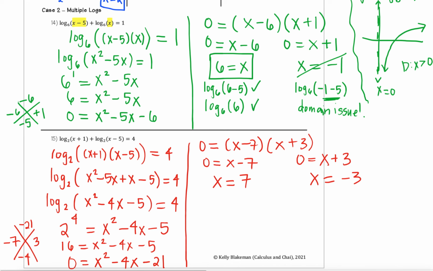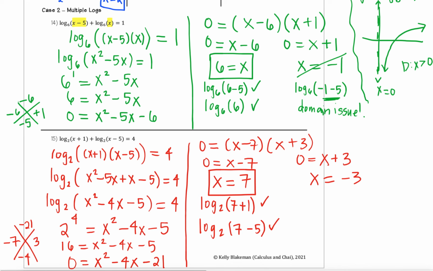So why don't you guys pause the video here and start by checking x equals 7. Sub that into the original and see if we still get all of our inputs for our logs to be positive numbers. So to check this, we want to make sure that log base 2, if I sub in 7 here, we'd get 7 plus 1. So that would give us a positive number. That works out. We also want to sub it into the x minus 5. So we get 7 minus 5. That still is a positive number, so this works out as well. So x equals 7 is a valid solution.